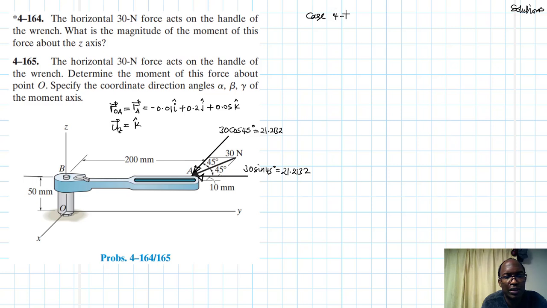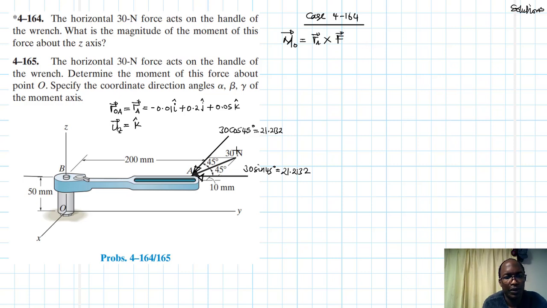Case 4-164. So we have been asked to find the moment about the z-axis. Like I said, you could go directly and use the scalar, or you can use the vector analysis. We are going to go with the vector. So say moment vector about point O is going to be equal to RA cross the force.